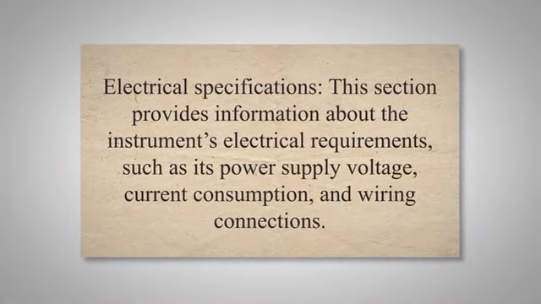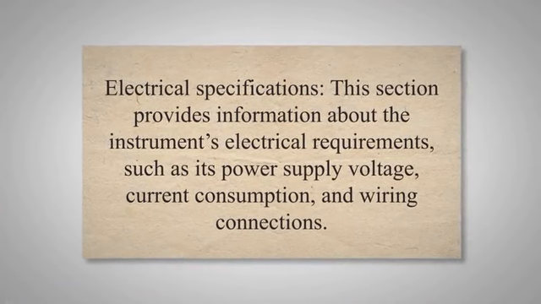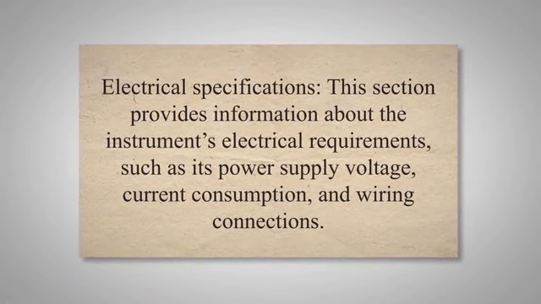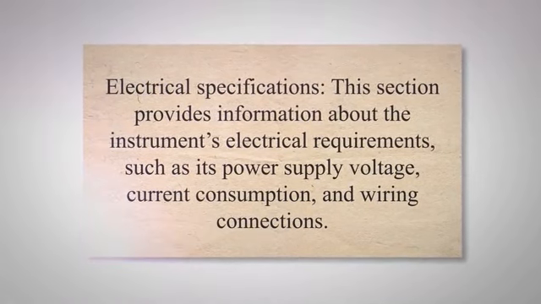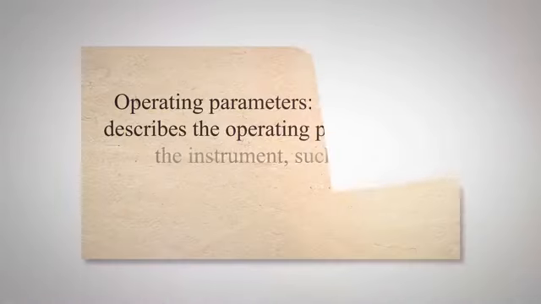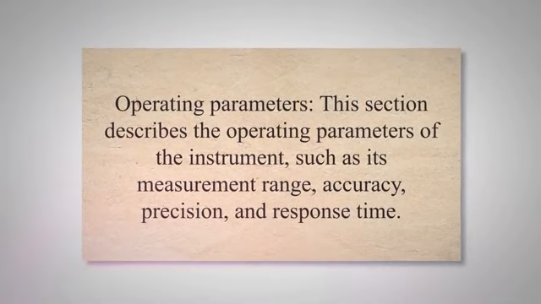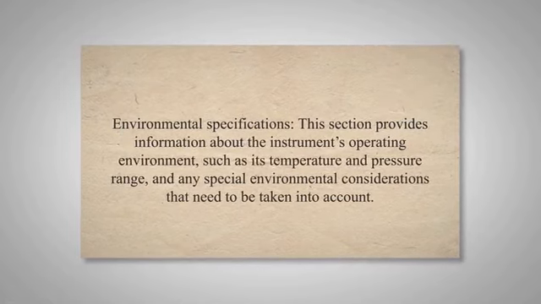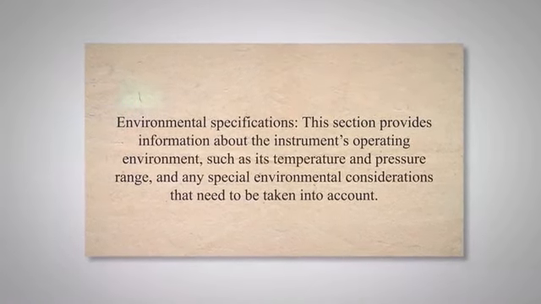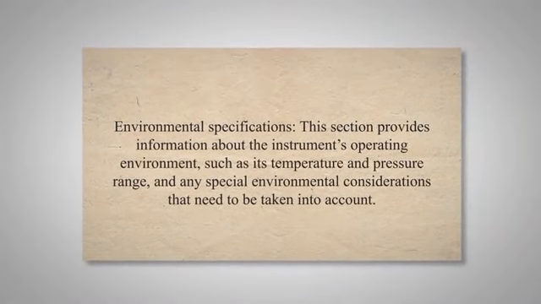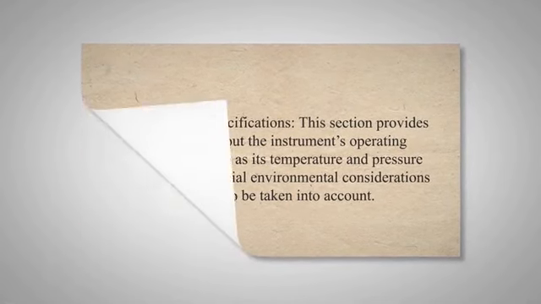of construction. Electrical specifications. This section provides information about the instrument's electrical requirements, such as its power supply voltage, current consumption, and wiring connections. Operating parameters. This section describes the operating parameters of the instrument, such as its measurement range, accuracy, precision, and response time. Environmental specifications. This section provides information about the instrument's operating environment, such as its temperature and pressure range, and any special environmental considerations that need to be taken into account.